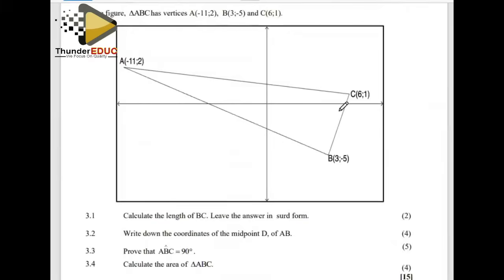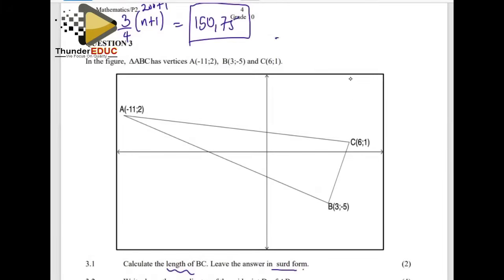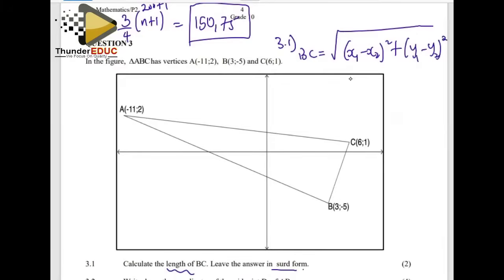Question number 3, which is the analytical geometry. In the figure, triangle ABC has vertices A, B, and C. Calculate the length. When they ask for length, that's the distance. Leave your answer in surd form. So we know that we can use what we call the distance formula. BC should be the square root of x1 minus x2 squared plus y1 minus y2 squared. Let's do the substitution. We're looking for BC. If this is x1, y1, this is going to be x2, y2. So that's going to be 3 minus 6 squared plus negative 5 minus 1 squared.